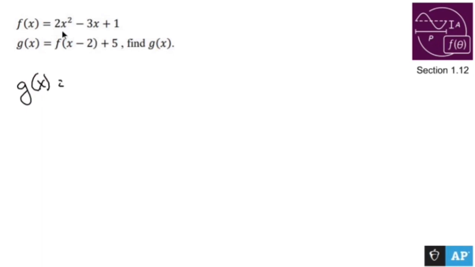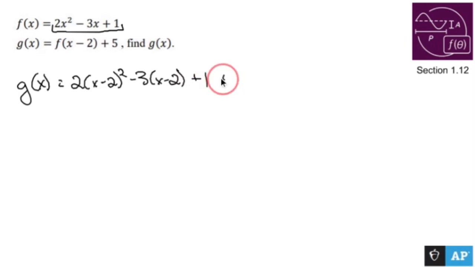I have to take f of x, which is this guy right here, and replace every x with x minus 2. So f of x minus 2 means I write out f of x, but replace every x with x minus 2. So 2 times (x minus 2) squared minus 3 times (x minus 2) plus 1. And then at the very end here, we still have plus 5. So g of x is f of x minus 2 plus 5.